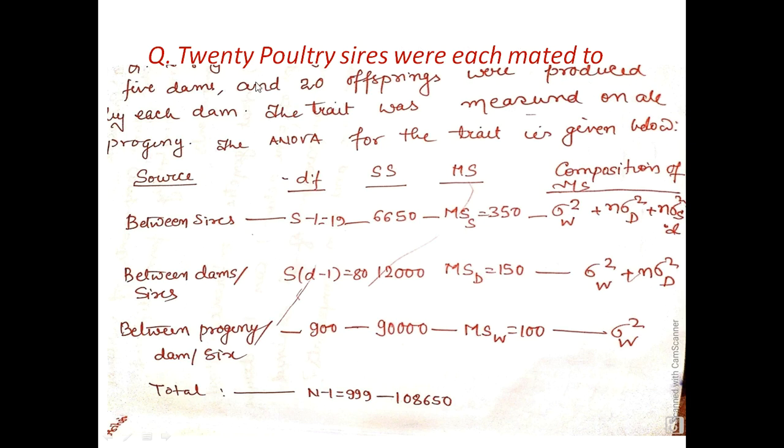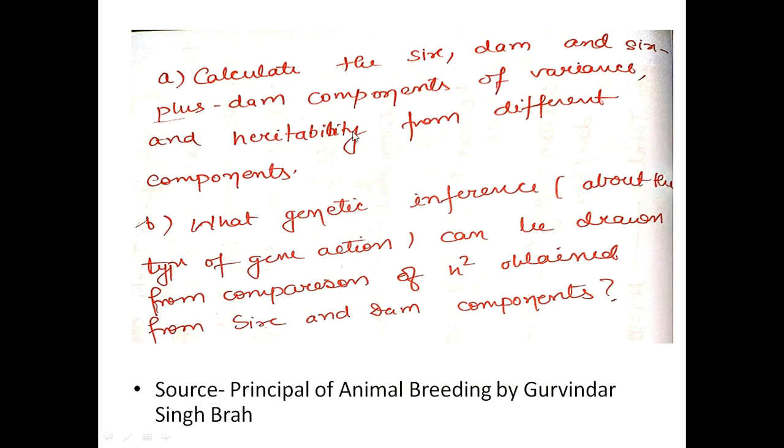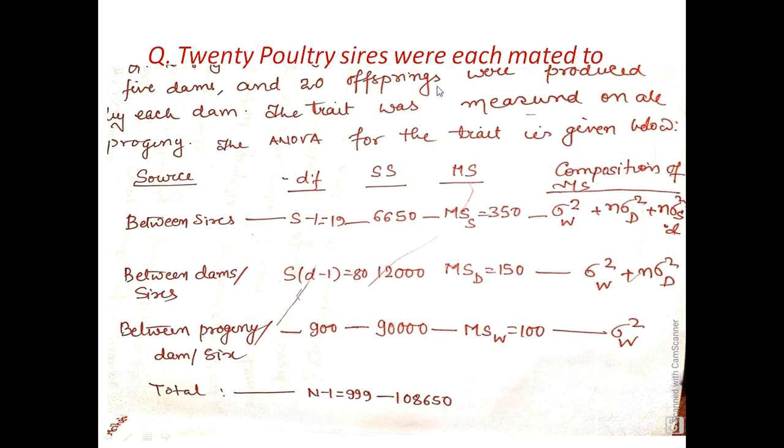Now next question: 20 poultry sires were each mated to 5 dams and 20 offspring were produced by each dam. Up till here we have discussed heritability by half sib correlation. Now we will be discussing heritability by full sib correlation. The trait was measured on all progeny. The ANOVA for the trait is given below.